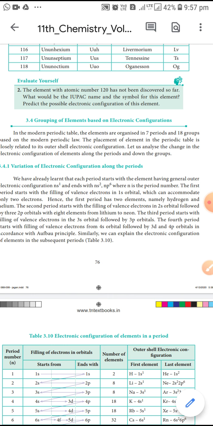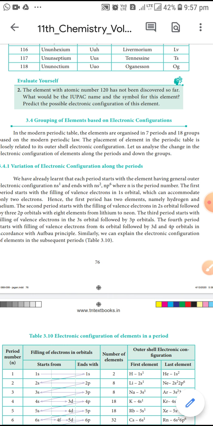The placement of an element in the periodic table is closely related to its outer shell electronic configuration. Outer shell electronic configuration s1 occupies the first block of elements. Outer electronic configuration s2 occupies the second block of elements. Let us analyze the change in electronic configuration of elements along the periods and down the groups. Now let us learn the variation of electronic configuration along the periods.